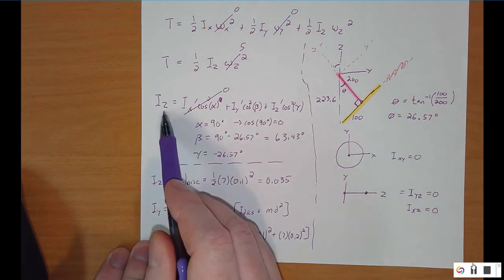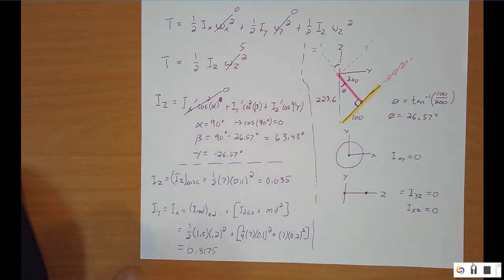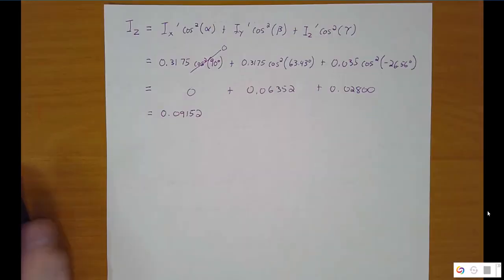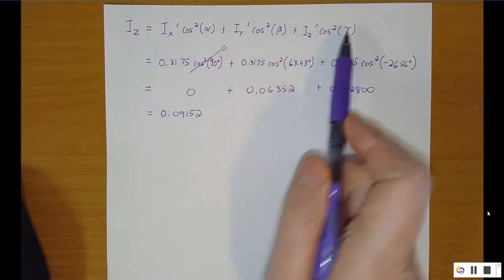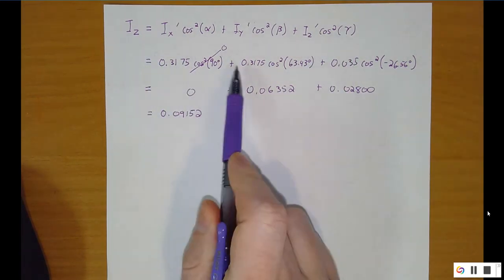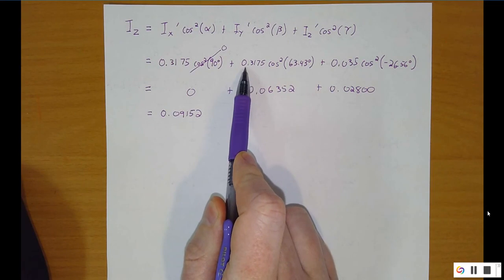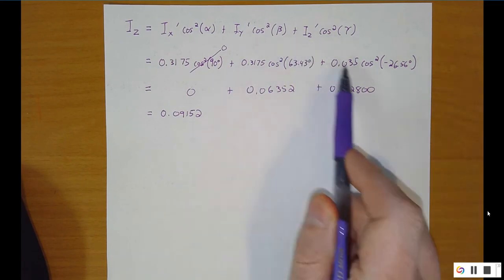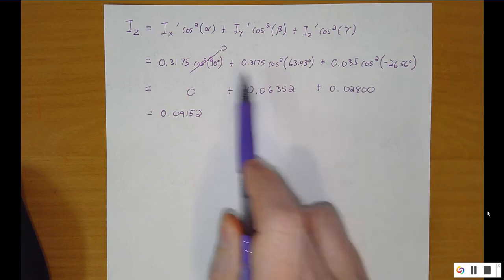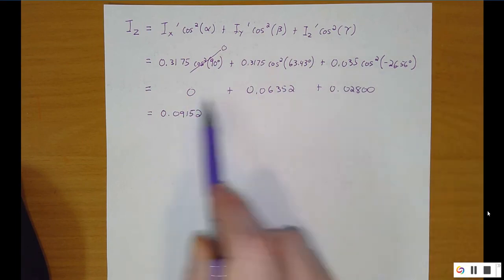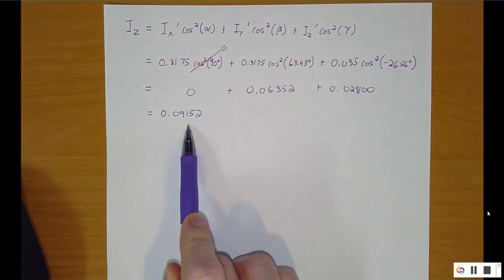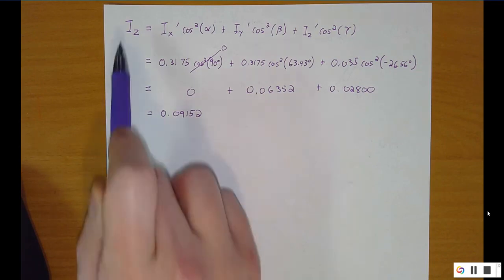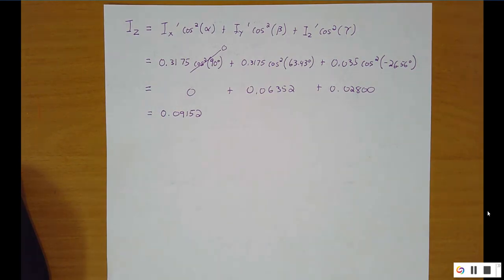So at this point, I'm going to move all of this into our equation to get IZ. I'll move that on the back, and I'll be right back. Alright, so we've transferred the numbers to the back here. This is our original equation. We've just plugged in all of our numbers, so IX and IY were both 0.3175. IZ prime was 0.035. Put in our angles that we found, did our calculations, and we get 0.09152 for IZ. So it's about the actual z-axis as it was drawn in the problem.